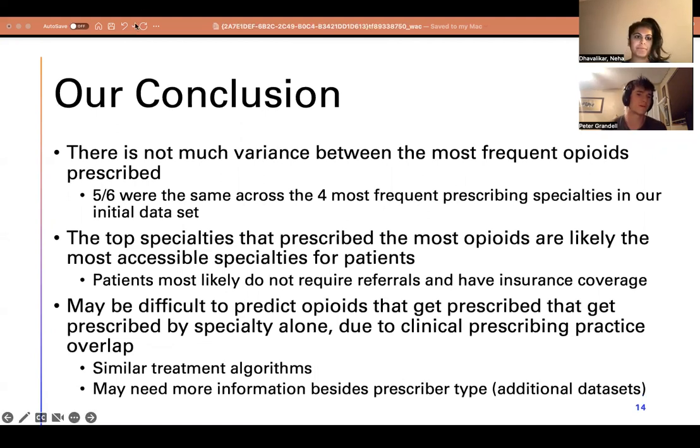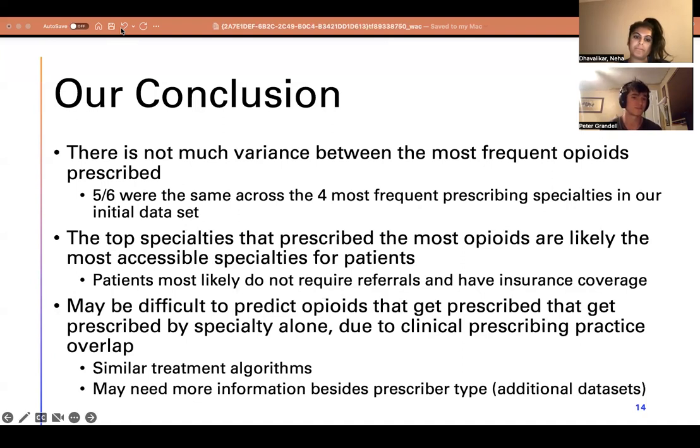For our overall conclusion in regards to our initial meaningful question, we first discovered that there was not much variation between the most frequent opioids prescribed. As previously noted, 5 out of 6 were the same across the 4 most frequent prescribing specialties.